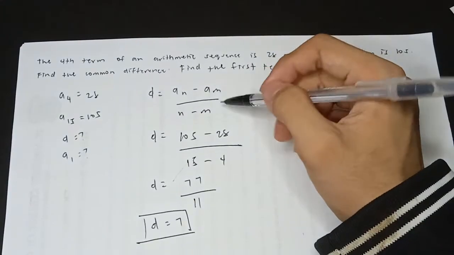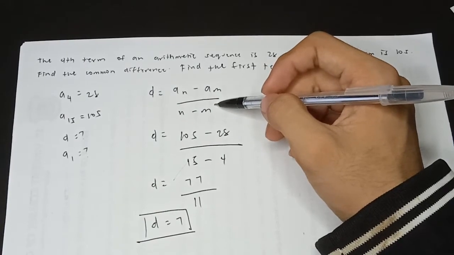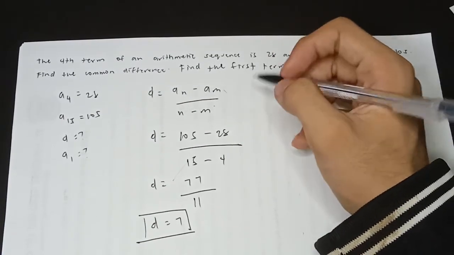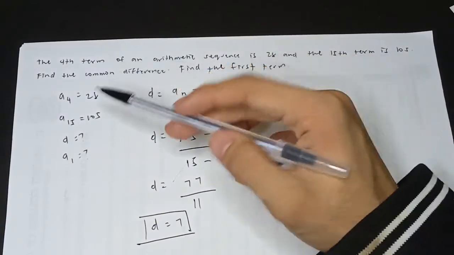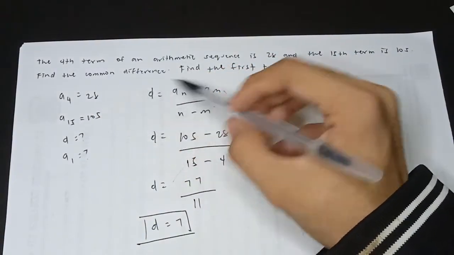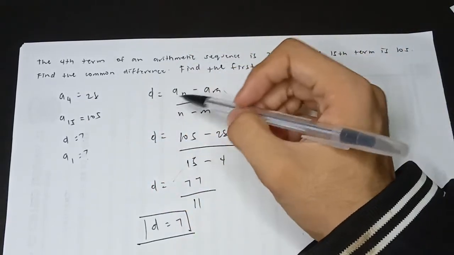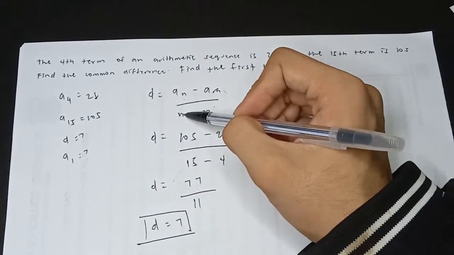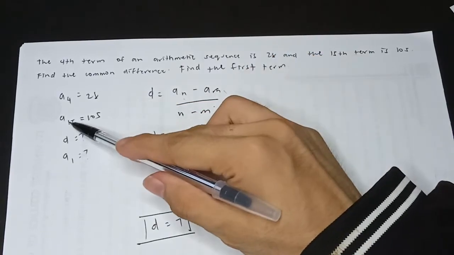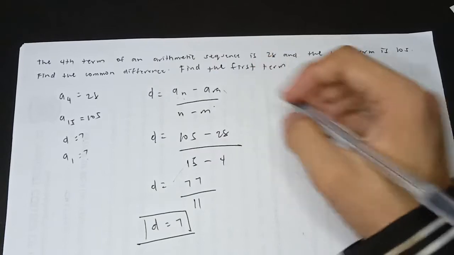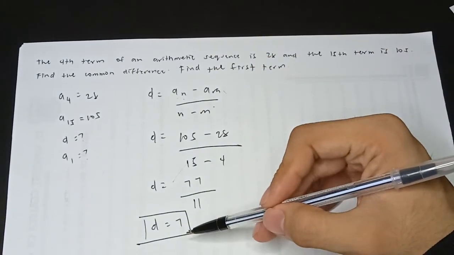d is equal to a sub n minus a sub m divided by n minus m. Okay, so yung n natin, yung mas mataas na term. Okay, yung m naman natin is yung mas mababa. Okay, so wag kayong malito dun sa a sub n tapos n natin, ha. Yung n natin is yung nasa baba. And yung a sub n natin is itong nasa kabila. Okay, so nakuha na natin yung common difference.